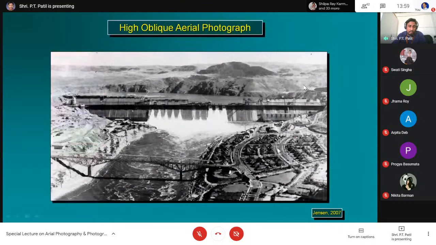Then this is a high oblique aerial photograph. These are the catchment areas of a dam, which were not easily accessible. That's why oblique aerial photography is used in order to capture those remote areas. So sometimes high oblique aerial photography plays a very important role in capturing images of the remote areas.